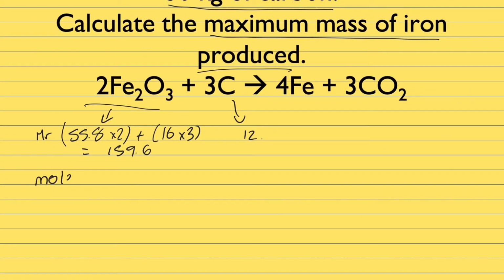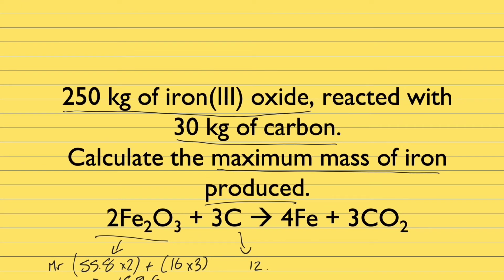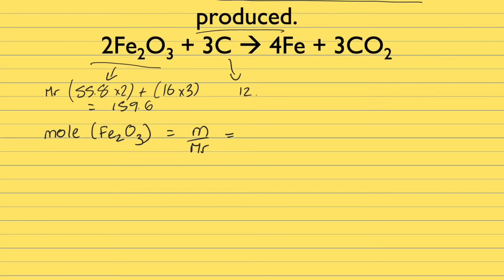So I'm going to work out the moles of Fe2O3. Moles is equal to mass over formula mass. So the mass in the question is 250 kilograms, so it's 250,000 grams. It's important that we use 250,000 to calculate the moles, divided by the MR, which is 159.6, which gives us an answer of 1566 moles.